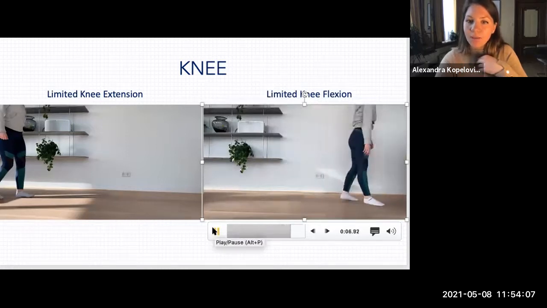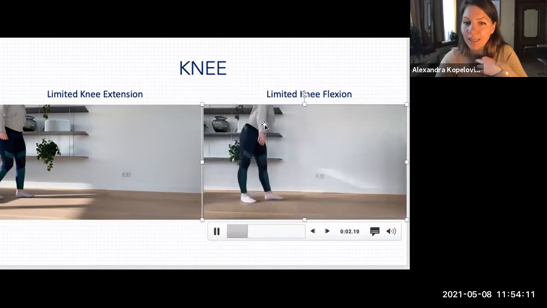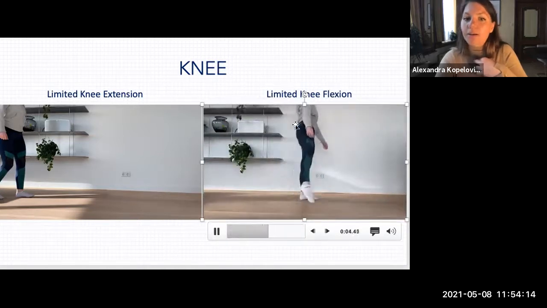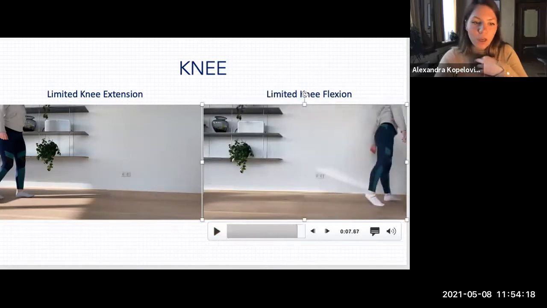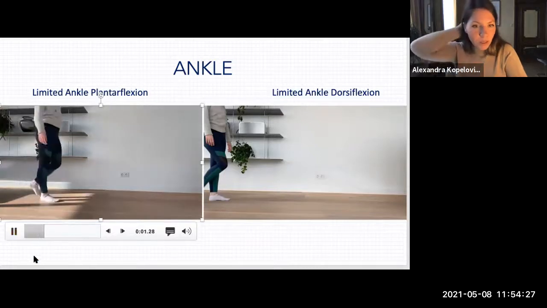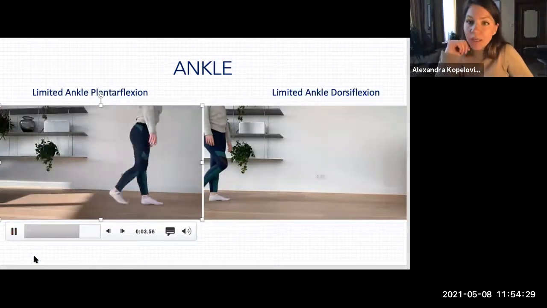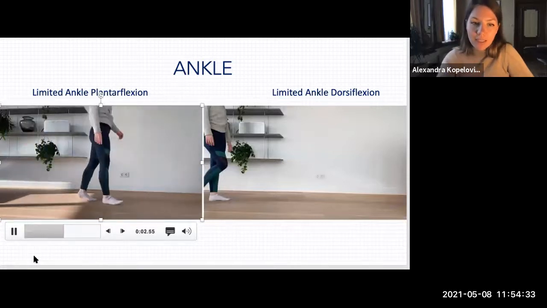So this is our limited knee flexion. Typically, we will see compensations at the hip joint as the lower extremity has to be swung through. And finally, let's take a look at the ankle. In the first case scenario, we have limited ankle plantar flexion. And we know that we need most of our plantar flexion during the toe-off phase of the gait cycle.